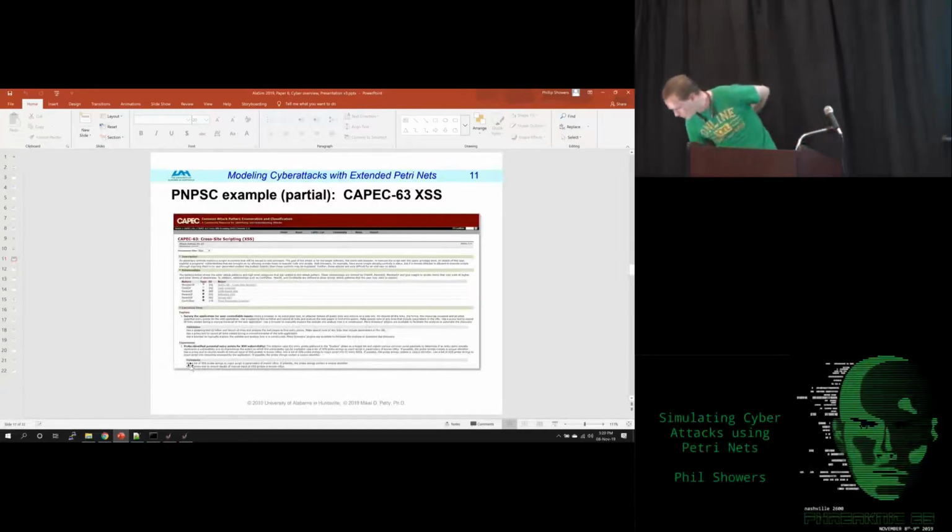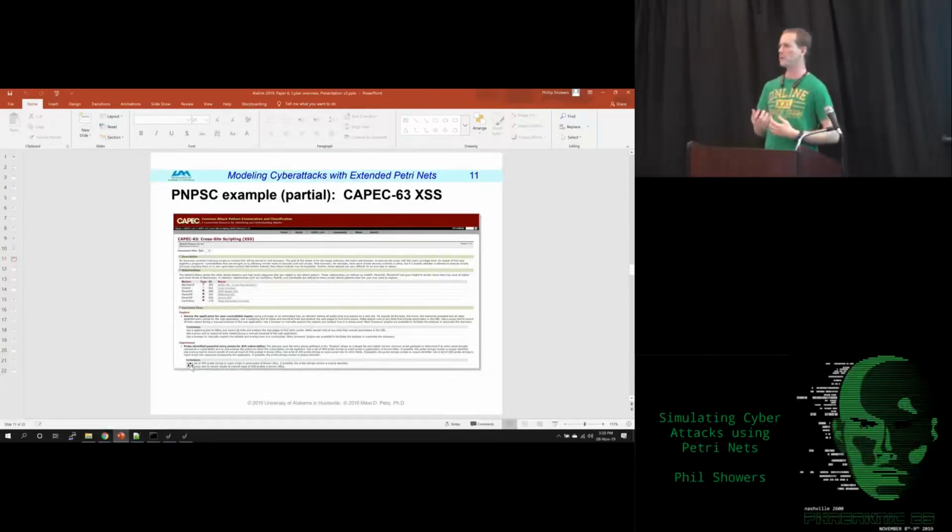KPEC is MITRE. MITRE's the corporation that basically publishes this information. It's a very large database describing a very large number of different attacks. So this is cross-site scripting. We also have modeled, what do you call it, a SQL injection attack.